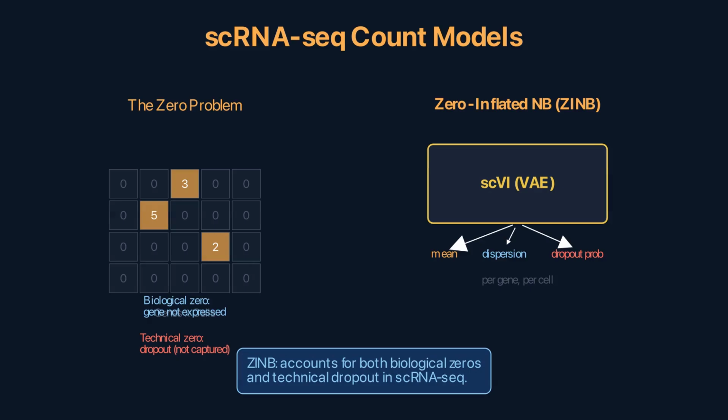cell. The ZINB accounts for both biological zeros, the gene truly isn't expressed, and technical zeros, the gene is expressed but the transcript wasn't captured. This is the count model underlying the Census Bureau pipeline.